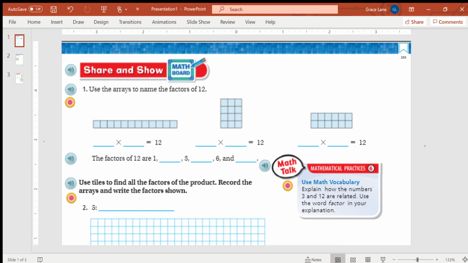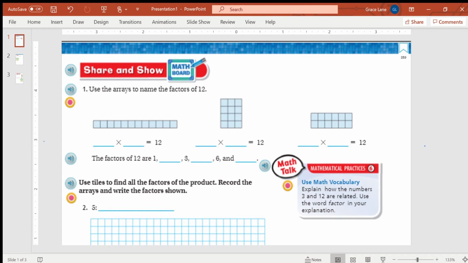So we are going to be talking about finding factors today. Remember that factors are just numbers multiplied by another number to make a product, and a product is the answer to a multiplication problem. For example, I know that two factors of 10 are 1 and 10 because 1 times 10 is 10. Or factors of 10 could be 2 and 5 because I know 2 times 5 is 10. So factors are just the numbers that you are multiplying.